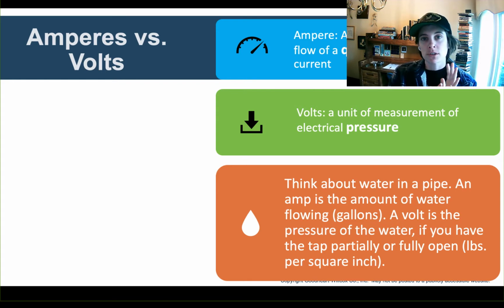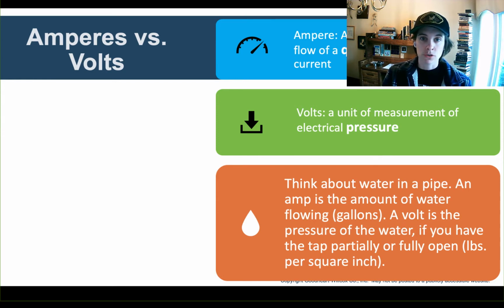The analogy that's usually used with electricity that helps me out a lot is water in a pipe. If you think about water in a pipe or in a hose or coming out of your faucet, an amp is the amount of water flowing. So it's the amount of water coming out of that pipe. And a volt is the pressure of the water coming out of that pipe.